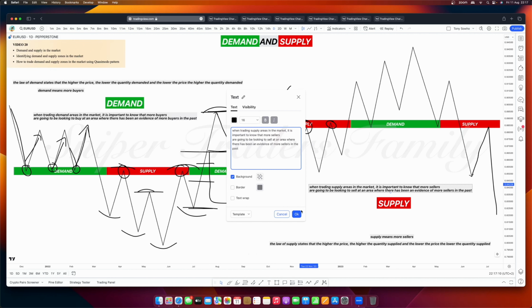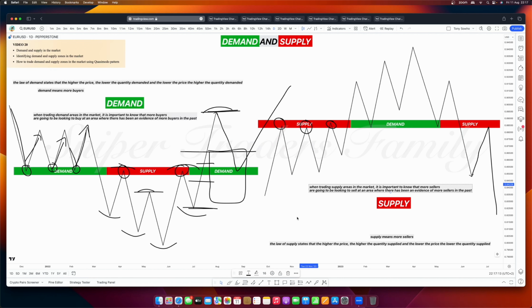That's it. That's how to trade a demand and supply zone in the market. That's how I use it. It's a very, very good additional confluence you can add to your trade checklist that would help you increase your winning rate. So this is how I trade demand and supply in the market, in addition to my trading checklist.